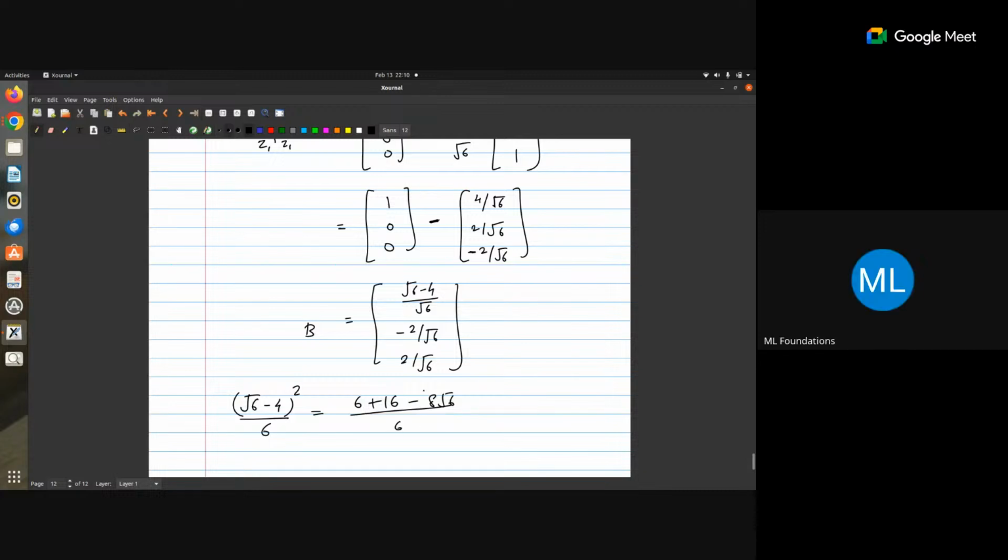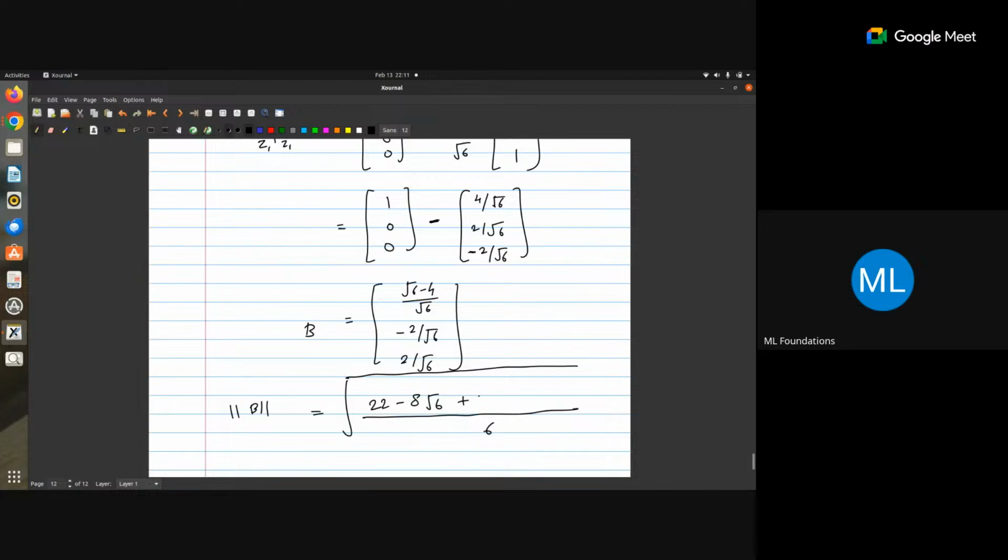So can I say that it is 22 minus 8 root 6? For the entire thing, 6 is the denominator, right? I'm just saying that it's the length square, but we wanted only length, so everything will be under a square root and divided by 6. What is the next part?